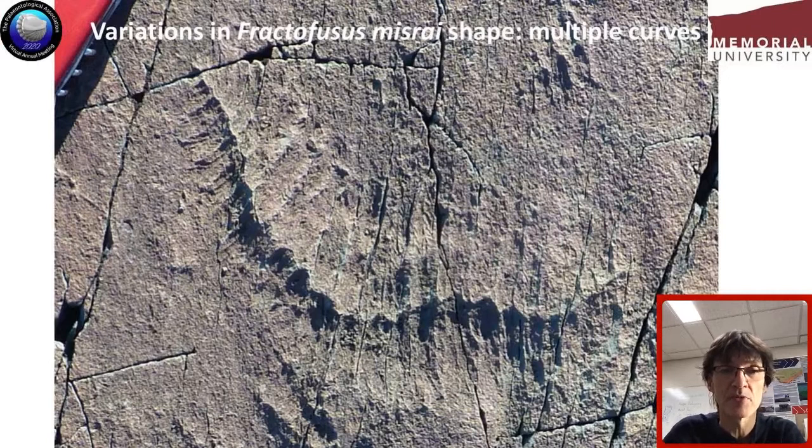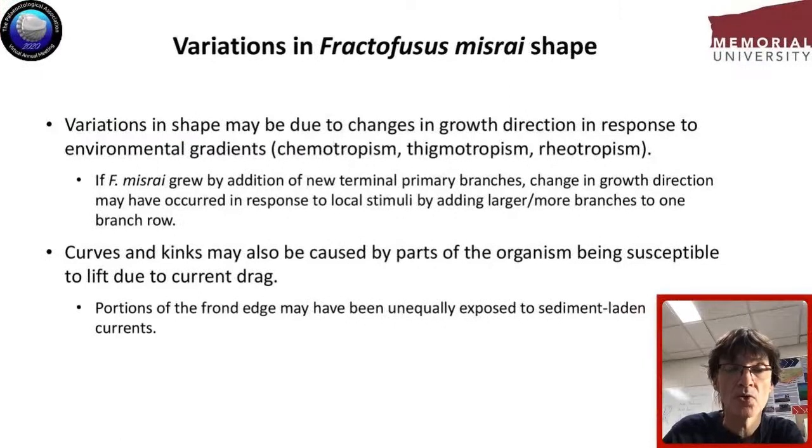And we even find some specimens that possess multiple variations in their shape. So this is a specimen that shows considerably complicated curvature along the length of the organism. So these variations in shape are, as I say, there's a lot of different variations and forms that we see.